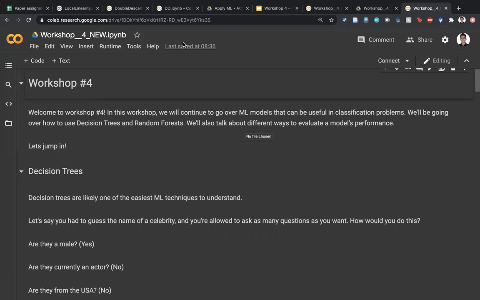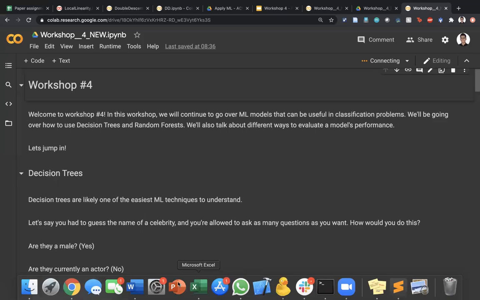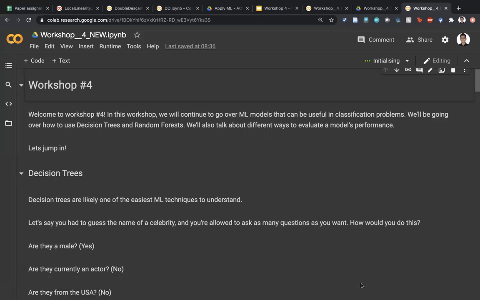Cool. So in that case, let's go ahead and get started. Like I said, the first thing we're going to be covering today is a decision tree. I think decision trees are pretty advantageous because intuitively, they're probably the easiest ML algorithm to understand. Essentially, in decision trees, what we're doing is we're asking a bunch of questions to get to our answer.